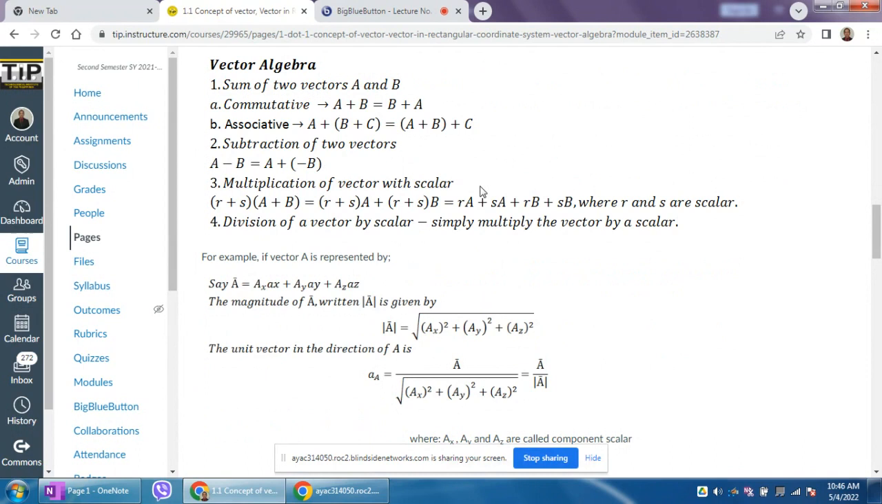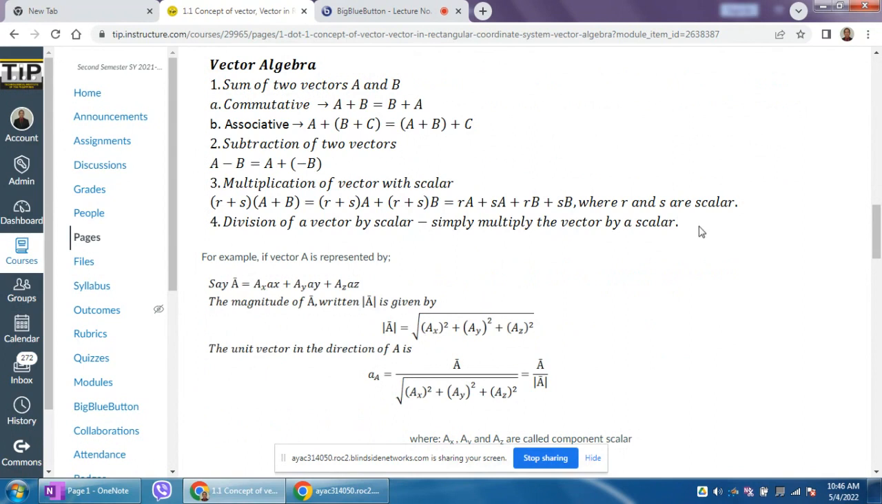Multiplication of vectors with a scalar, so the distributive property applies, so we can distribute. And then division of vectors by a scalar: simply multiply the vector by the reciprocal of the scalar. May typo error lang po ako dito. So division po kasi, no? Division of a vector by a scalar, simply multiply the vector by the reciprocal of the scalar.